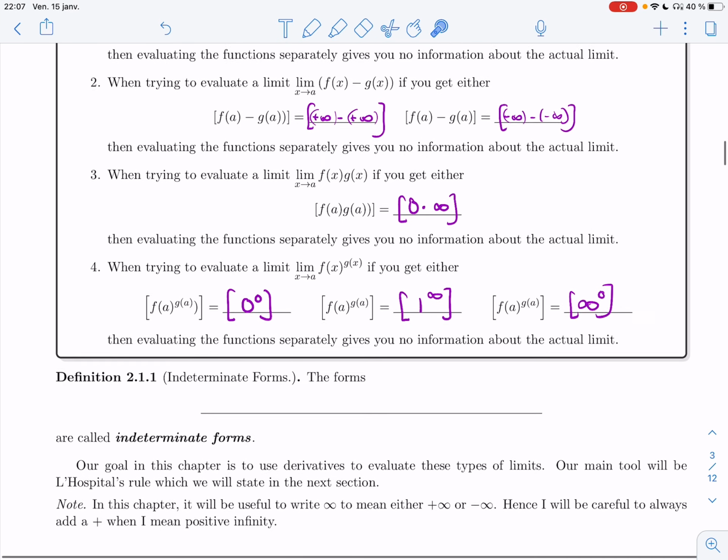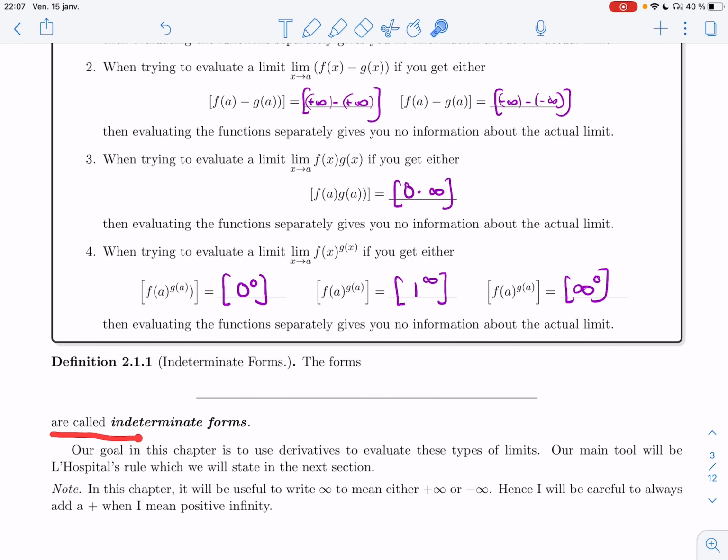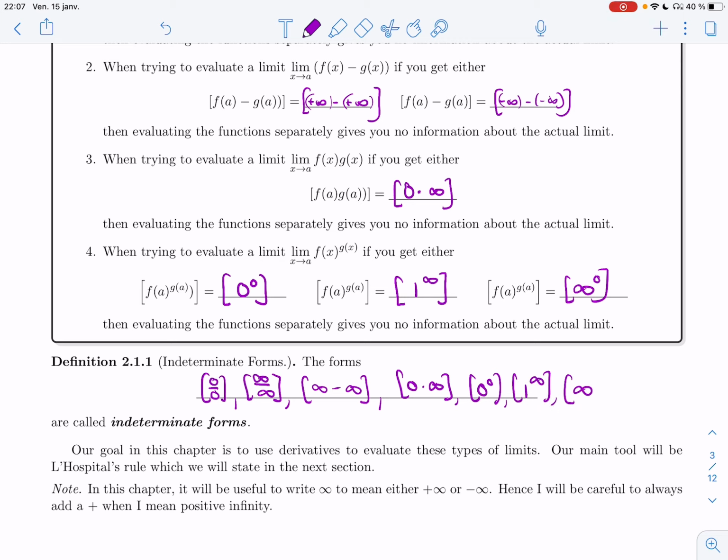And so because of that, we'll call these indeterminate forms. So we have 0 over 0, we have infinity over infinity, we have infinity minus infinity, we have 0 times infinity, we have 0 to the 0, we'll have 1 to the infinity, and we'll have infinity to the 0. All right, all of these are indeterminate forms. That means you need to work harder to get the limit. You cannot tell from this.